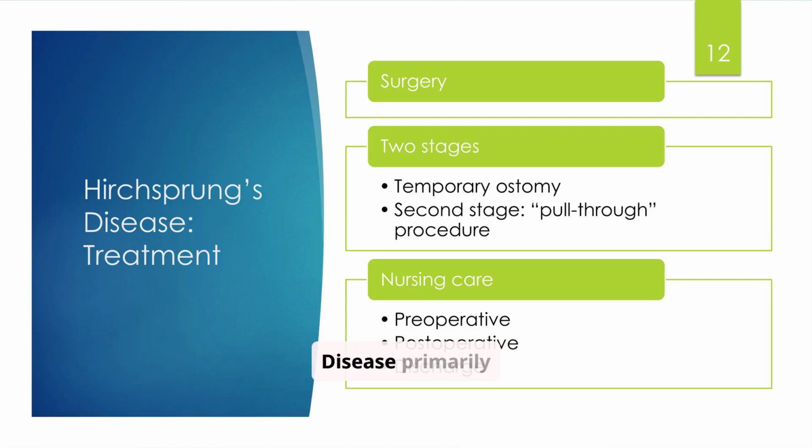Treatment for Hirschsprung's disease primarily involves surgery. This is often performed in two stages. First, a temporary ostomy is created to divert stool and allow the bowel to decompress and heal. The second stage is a pull-through procedure, where the aganglionic segment is removed and the healthy bowel is connected to the anus. Nursing care involves comprehensive preoperative and postoperative management, as well as discharge planning.